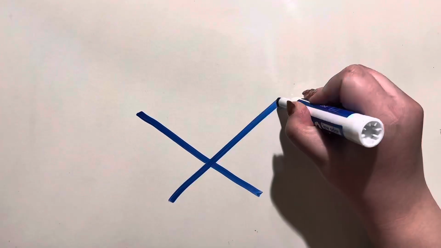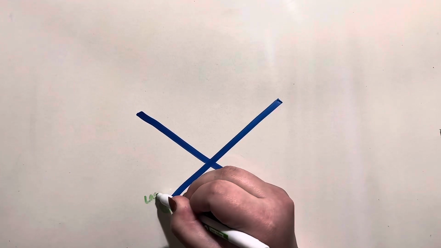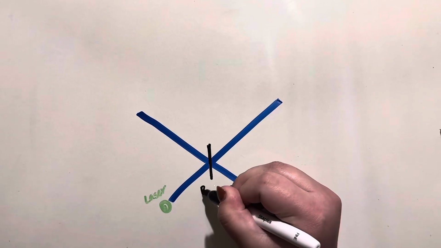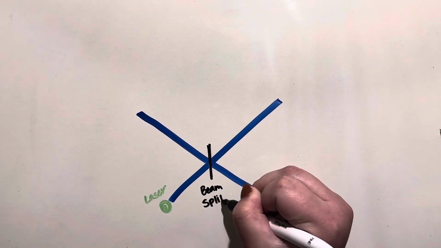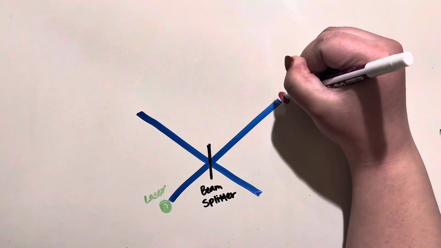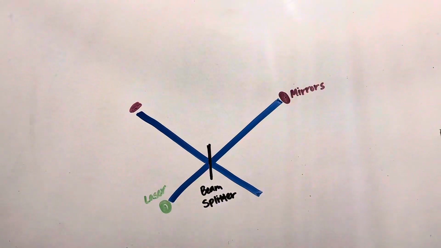To detect these faint spacetime ripples, scientists use LIGO, the Laser Interferometer Gravitational Wave Observatory. It has two long arms arranged in an L shape that are both 4 kilometers long. A laser is split into two beams that travel down each arm, bounce off mirrors, and return to the detector.